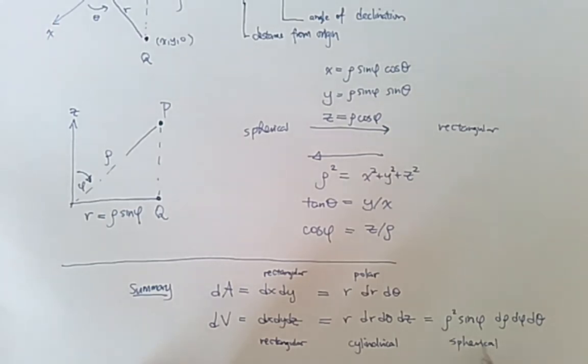So that is a summary for today. Now next time we'll see how we can derive this rho squared sine phi part without using geometry. Right? That's it for today.